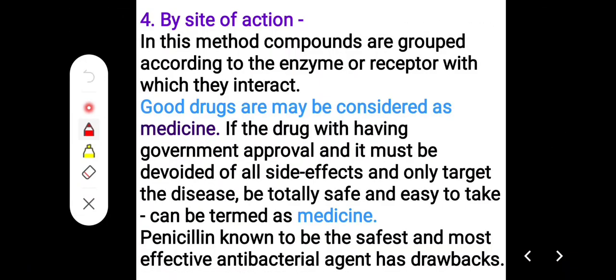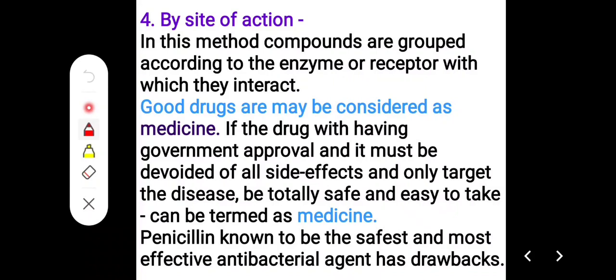Okay. Next one, by site of action. In this method compounds are grouped according to the enzyme or receptor with which they react. Always remember, when drugs enter our body, they react at some particular site. This site may be a receptor, an enzyme, or other things. Depending on the site at which the drugs react, we classify them into many categories, and this type of nomenclature is termed by site of action.